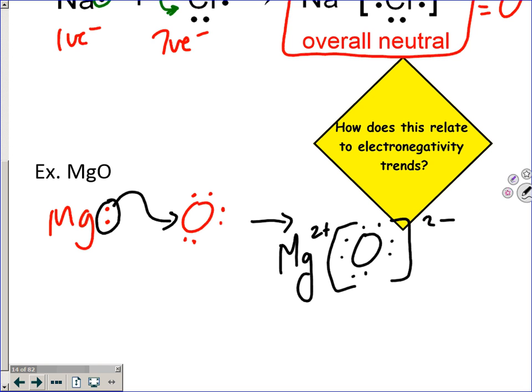This 2 right here? So I'm showing that this one gained 2 electrons. So if you gain 2 electrons, you want to show that with a -2 charge, because you gain 2 extra negatives. Okay, all right, talk to the person next to you about how the heck does this even relate to electronegativity? Okay, think back to what that is.